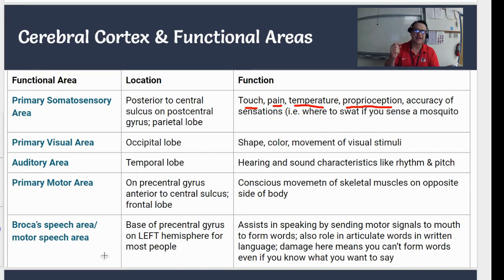So people that have damage in Broca's area are able to understand speech when someone's talking to them, but they're unable to produce their own speech. So they're unable to form sentences, put sentences together to talk. And that's called non-fluent aphasia, because you're non-fluent, because you're unable to communicate.